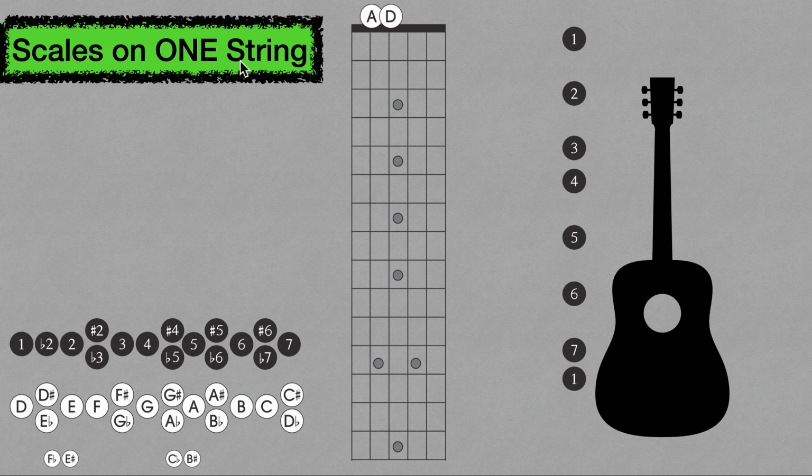Today's topic is going to be scales on one string, and I think that knowing scales on one string for a lot of reasons is important. I'm going to show how that can be useful to knowing other alternate tunings much easier if you're aware of the single string notes of a major scale and other scales. So let's take a look here.